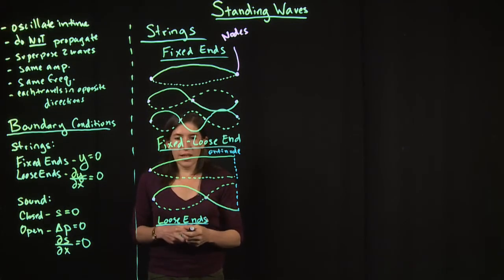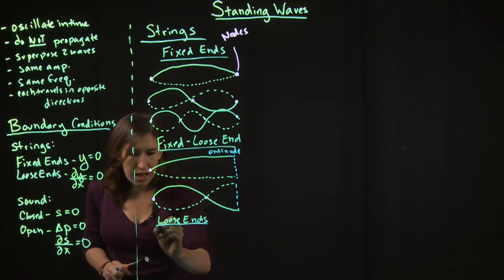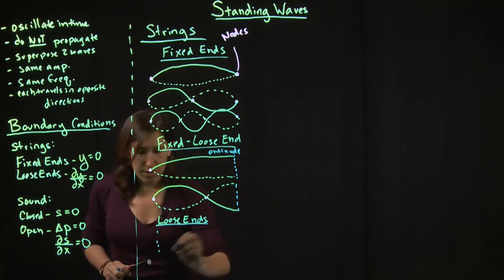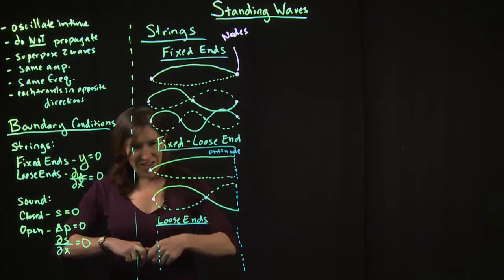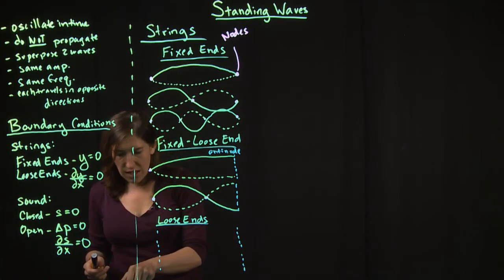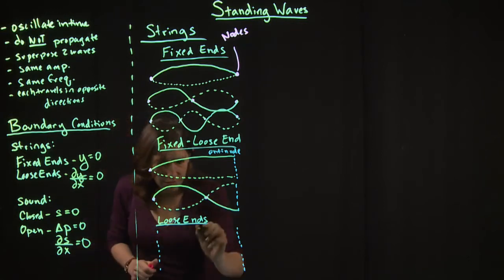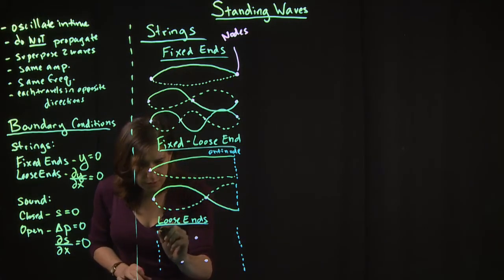And then finally, rounding it out, if we have two loose ends, then we have antinodes at both ends. Again, I'll only be able to fit two examples because I sort of ran out of space. But so if we have antinodes at each end, then we can imagine first the case where we have one node in the middle, and then the case where we have two nodes in the middle. And these will look something like this.